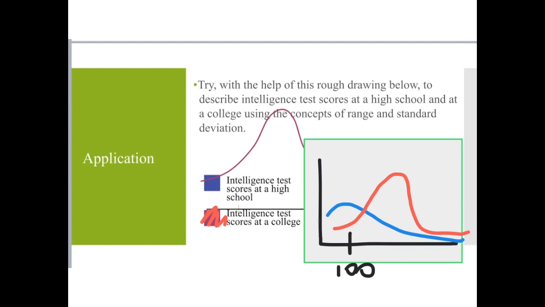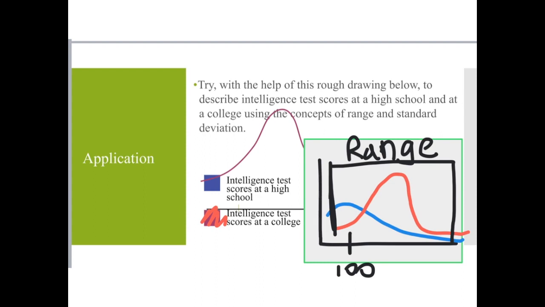So looking at this example, we notice, one, looking at range, the range is essentially the same. Our range is going from here to here, here to here. So here we have N, G, E. So we have our range, basically the same. What we also notice is that the standard deviation is smaller at a college than it is at a high school. So standard deviation being the variation from the mean.